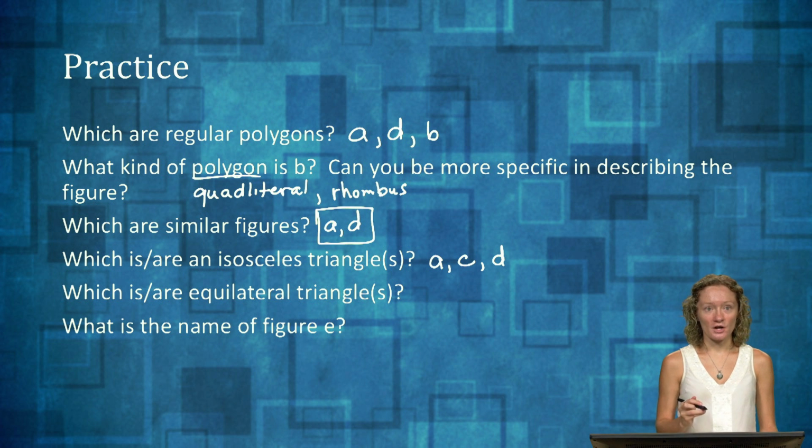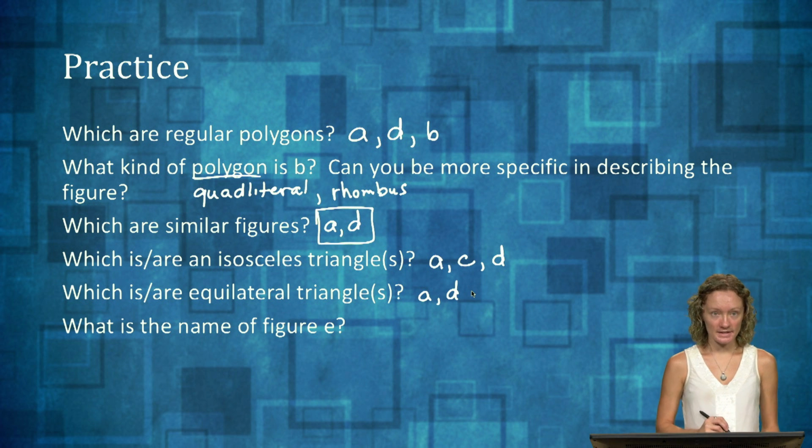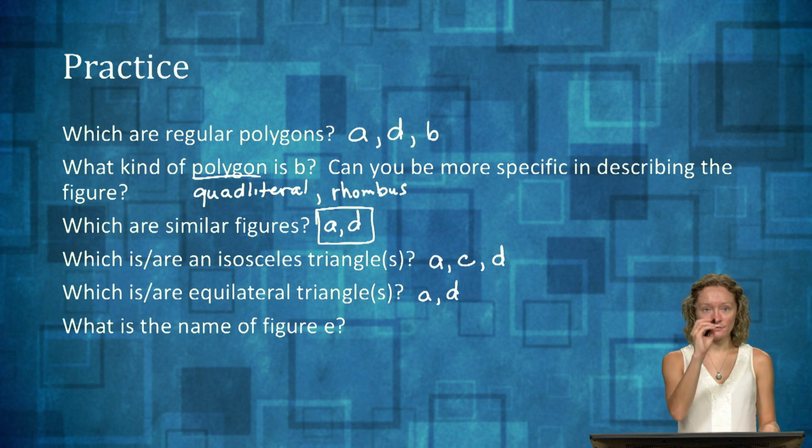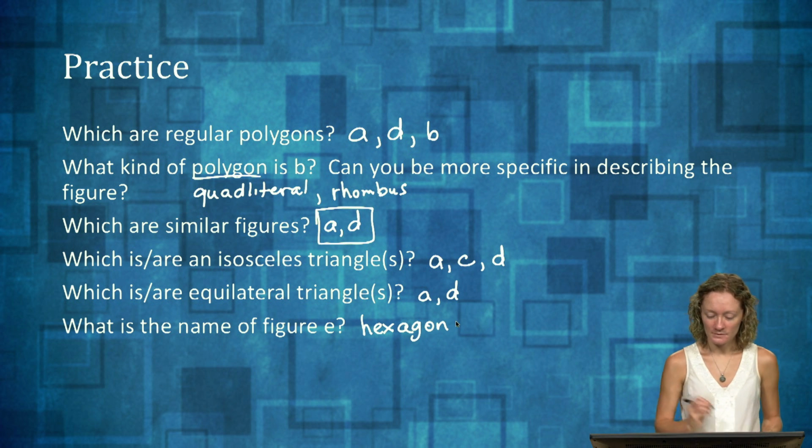Which of these are equilateral triangles? Equilateral means all 3 are the same. That's A and D. What's the name of figure E? How many sides does it have? It doesn't say regular, so it's just how many sides. We count 6, so it's a hexagon. And that's the last question that deals with the pictures we saw on the other slide.